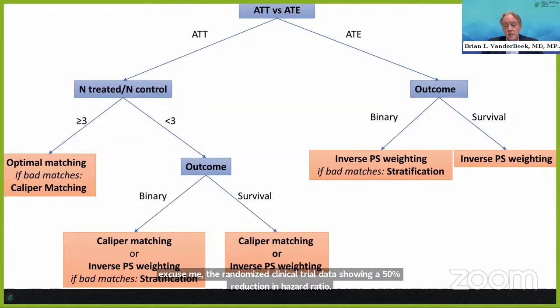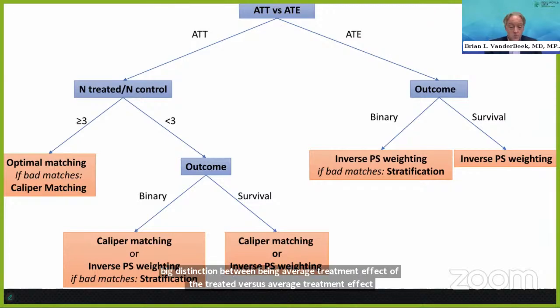So this is a study, it's a little busy and it's a lot to digest, so I'll just go over it quickly. It basically tells you, depending on what type of study you're running and what your question of interest is, which propensity score you want to use. The big distinction is between the average treatment effect of the treated versus the average treatment effect of everyone, and it flows from there.